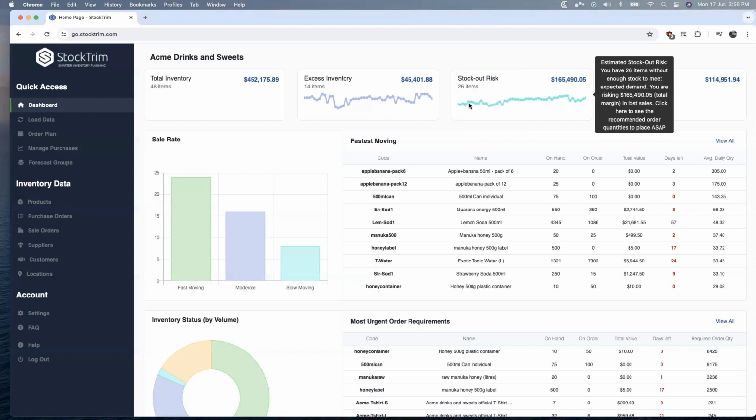You can mitigate this amount of stockout risk, this is the total margin by the way, if you order the required products immediately so you can meet your demand. There's also a mini trend line for each of these so you can see how you're doing over time, which may fluctuate with seasonality, your buying cycles, or cash flow position.